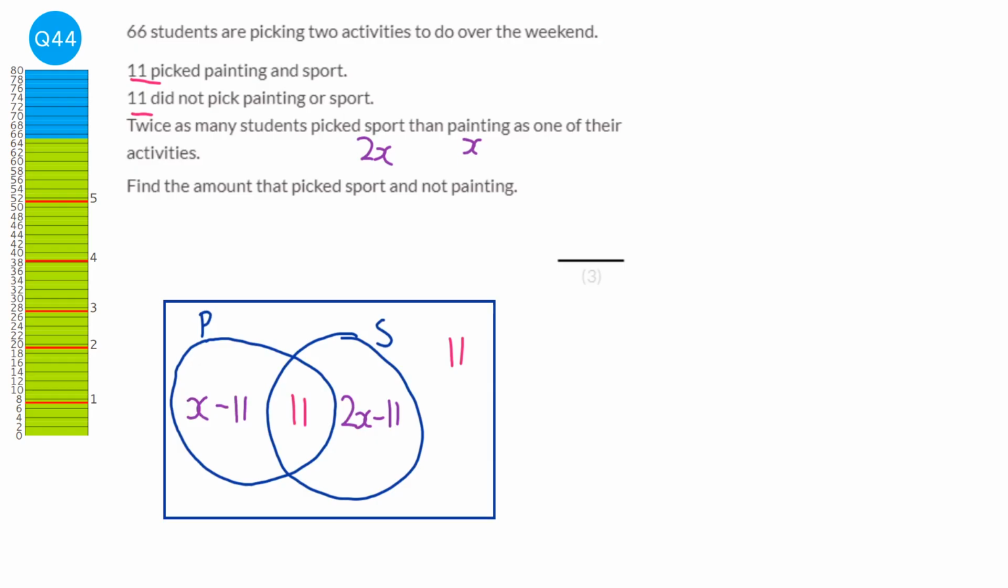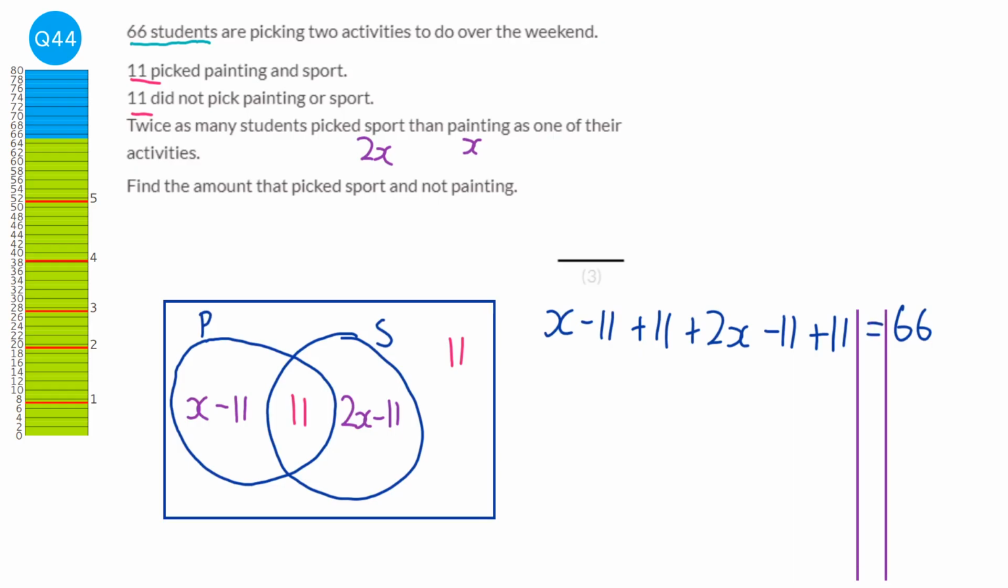Now we know that there are 66 students in total. So what we can do now is add up all of the parts of the Venn diagram and get it equal to 66. So X minus 11 plus 11 plus 2X minus 11 plus 11, and all of that will equal 66. This is going to be some solving, so we're just going to put our lines in. Now here we've got X plus 2X, which is 3X.